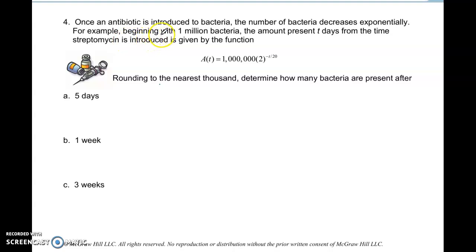For example, beginning with 1 million bacteria, the amount present t days from the time that this streptomycin is introduced is given by this function. And it says, rounding to the nearest 1,000, determine how many bacteria are present after 5 days, 1 week, and 3 weeks. So take a look at this function and let's break down the parts of it.